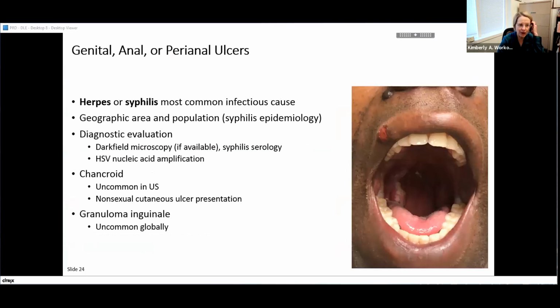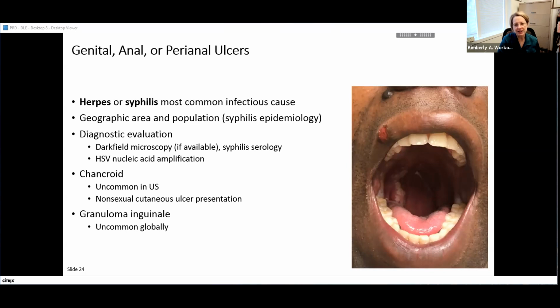So let's first start with genital, anal, and perianal ulcers. Even though I'm starting with this, I'm showing you a picture of somebody's mouth for a reason. The most common etiologies of these are either herpes or syphilis as the most common infectious causes. We really need to think of the area you live in and the population you're serving. In particular, do you serve a population that has a high amount of syphilis?